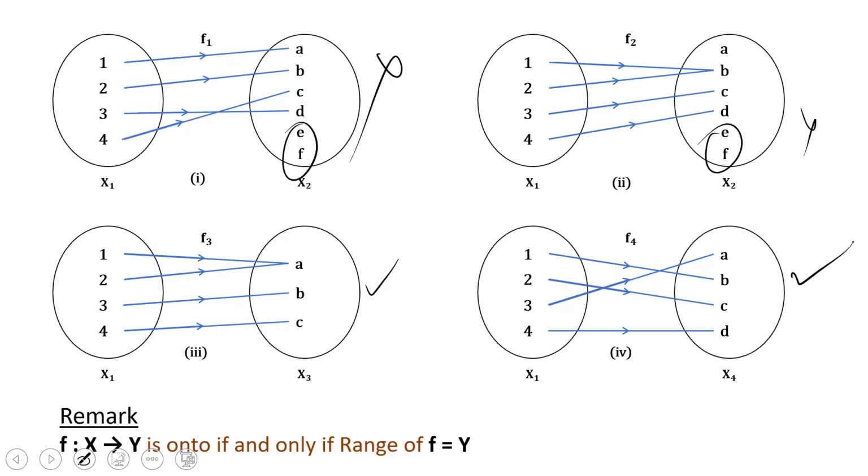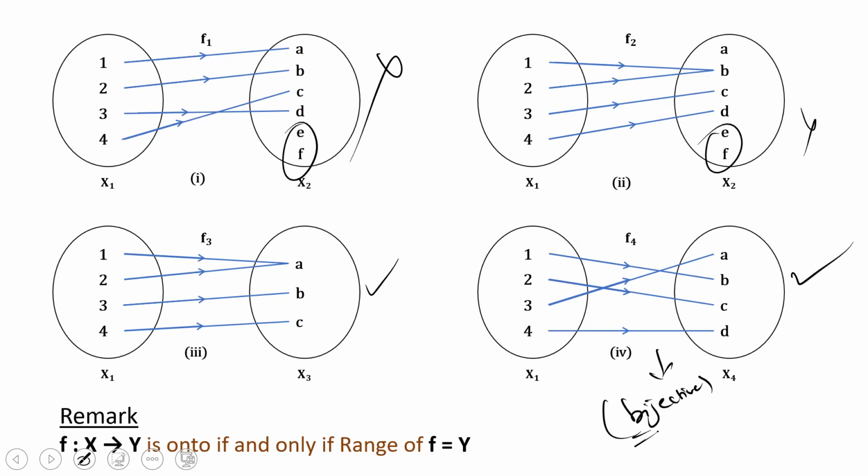A 1-to-1 and onto function has a special name. What is it called? Bijective. Next chapter is inverse trigonometric functions, and remember, you can find the inverse of a function only if the function is bijective in nature. Is an inverse possible for the third one? No, because it is many to one and onto, whereas for the fourth one, inverse is possible.